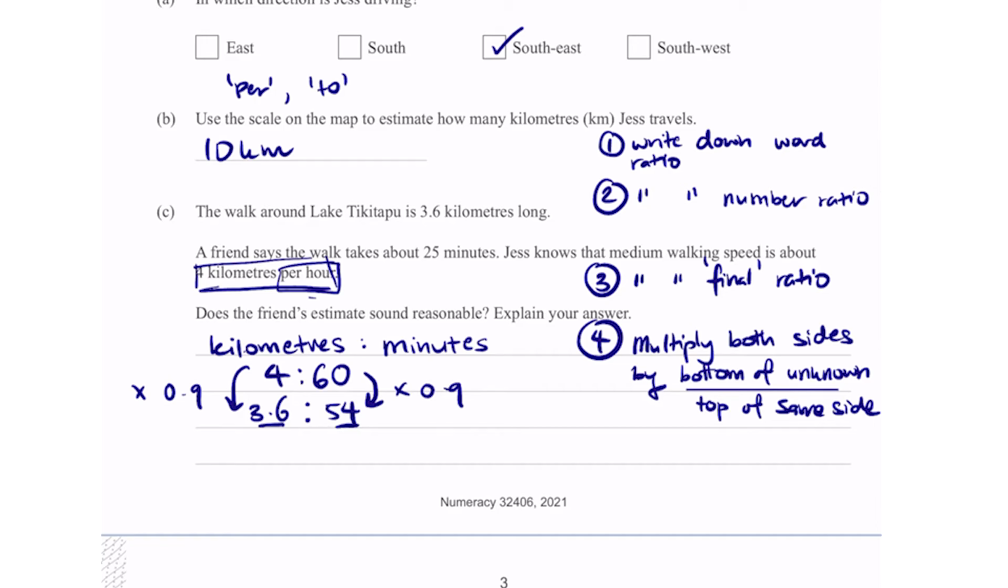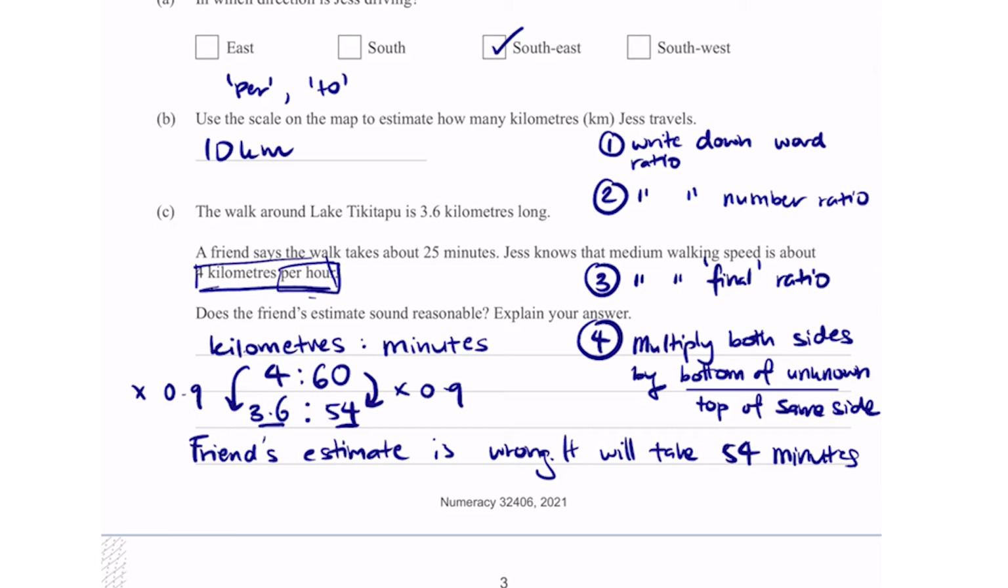So now we can write our answer. So friend's estimate is wrong. It will take 54 minutes to travel around Lake Tikitapu.